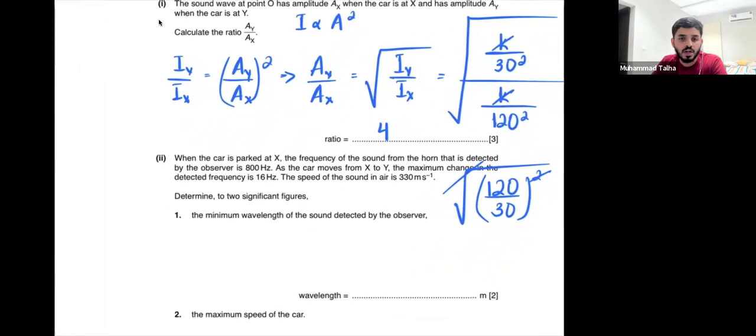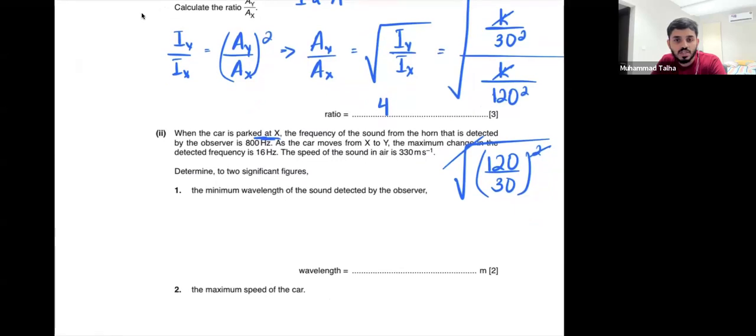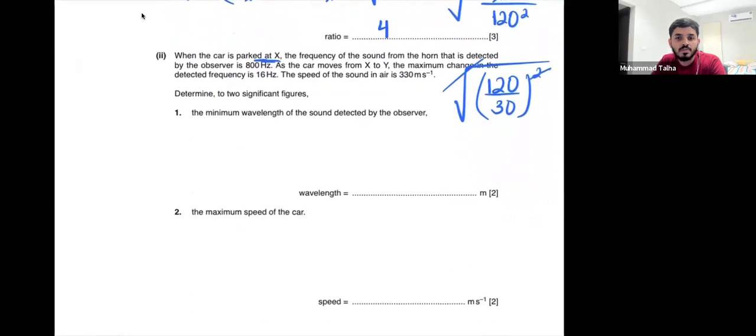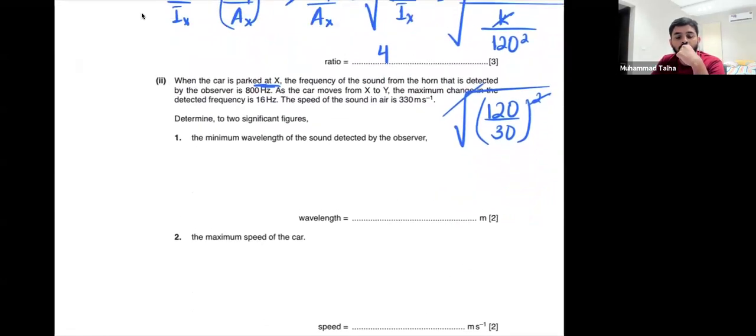Now the Doppler effect part. When the car is parked at X, the frequency of sound from the horn is 800 Hertz, right? So with it parked, with it not moving. As the car moves from X to Y, the maximum change in the detected frequency is 16 Hertz. Determine the minimum wavelength of sound emitted by the observer.